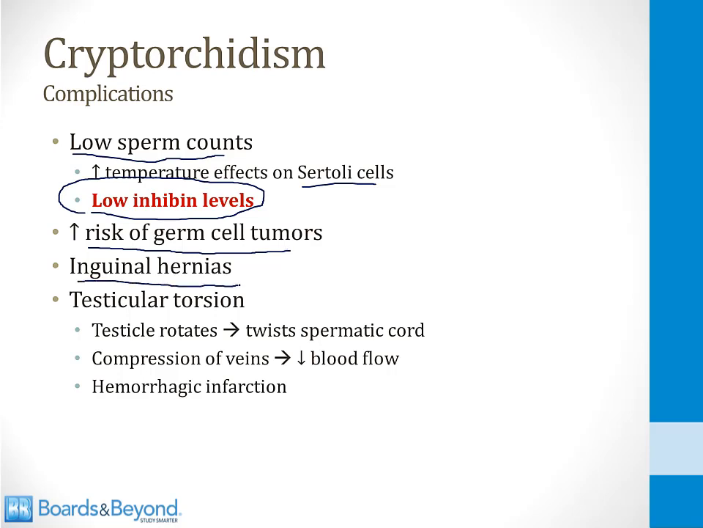That's because the testes do not descend normally through the inguinal canal. And then finally, a risk of undescended testes is the development of testicular torsion. This is when the testicle rotates and twists the spermatic cord. This leads to compression of the veins and it drops the blood flow, and this can lead to hemorrhagic infarction of the testes, and this is a very dangerous condition.